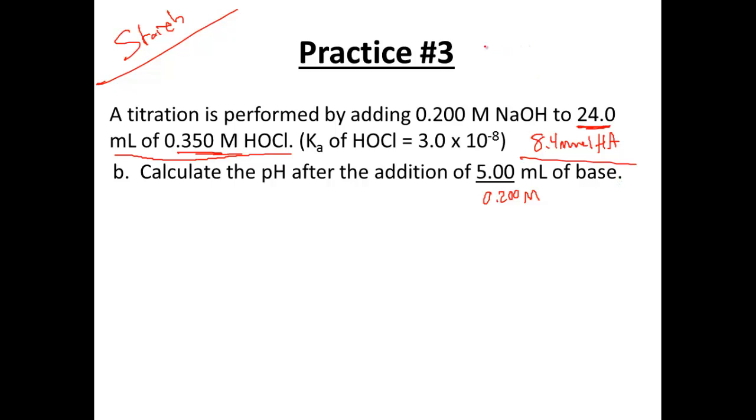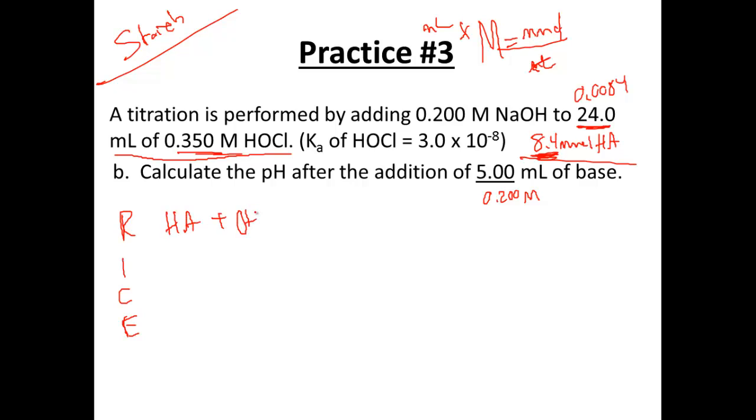Just a quick reminder, molarity equals millimole divided by milliliter. So if you multiply milliliter by molarity, you get millimole. And the reason we work with millimole is because 8.4 is a lot more fun to work with than 0.0084. So that's why we work with millimole. So stoichiometry first, get our Rice table going, and we're going to have our HA now reacting with hydroxide, and they will react to produce the water, which we don't care about, and the A- conjugate base ion.